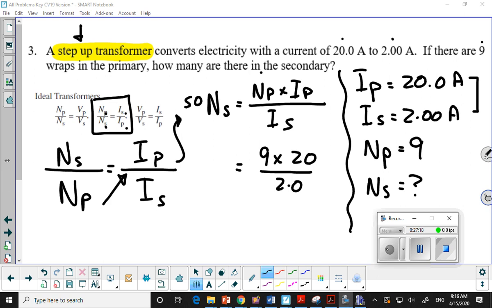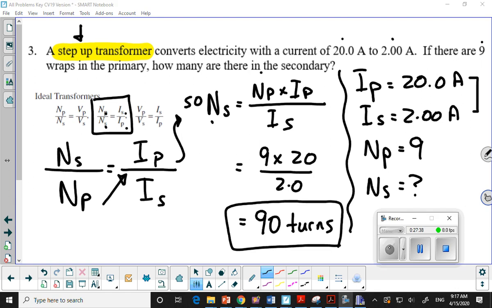So we continue over here, do our half cross multiplication, and we end up with N in the primary times I in the primary divided by I in the secondary. Substitute in 9 times 20 over 2.0. And when you punch that in your calculator, if you need to, you're going to get 90 turns, which is what we predicted it would be. So take a couple minutes, hit pause, and catch up on that.